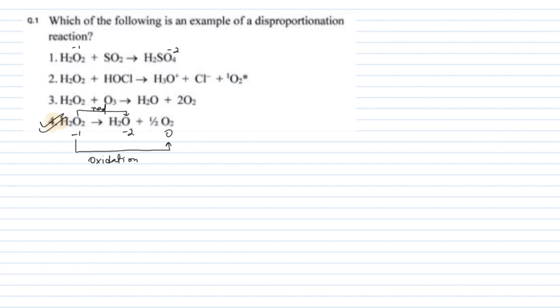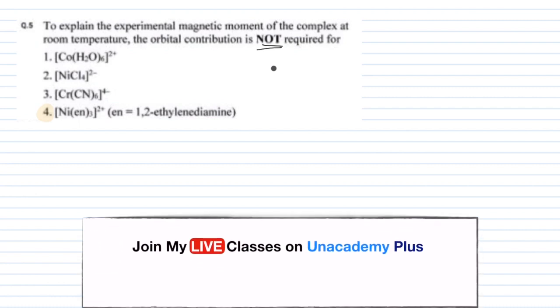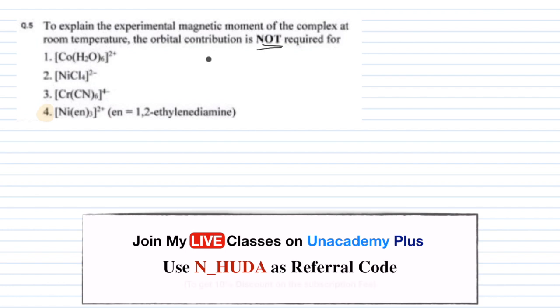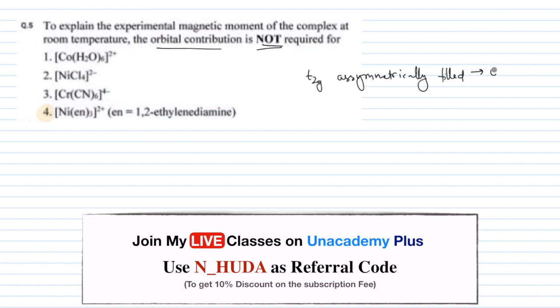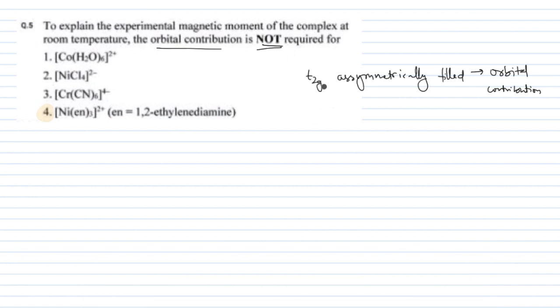Let's go to the next question then. Let's talk about this particular question. It says, to explain the experimental magnetic moment of the complex at room temperature, the orbital contribution is not required for. If you have watched my previous videos on orbital contribution and on the magnetic moment, you might have seen that for the orbital contribution, your t2g should be asymmetrically filled. Your t2g or t2 orbital should be asymmetrically filled. In that case only are you going to have orbital contribution.